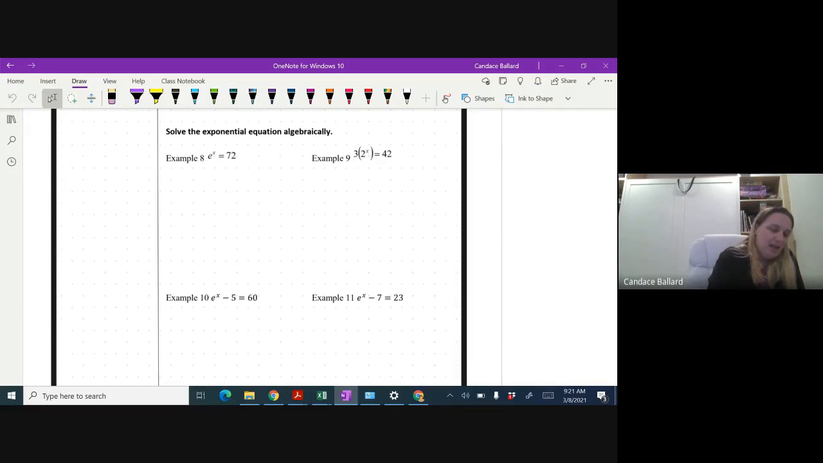All right, so what I'm going to do is take the natural log of both sides because I know that it works well with the e. So I'm going to rewrite it as natural log of e to the x equals natural log of 72. Then we know our e and our natural log cancel and we get x equals natural log of 72.